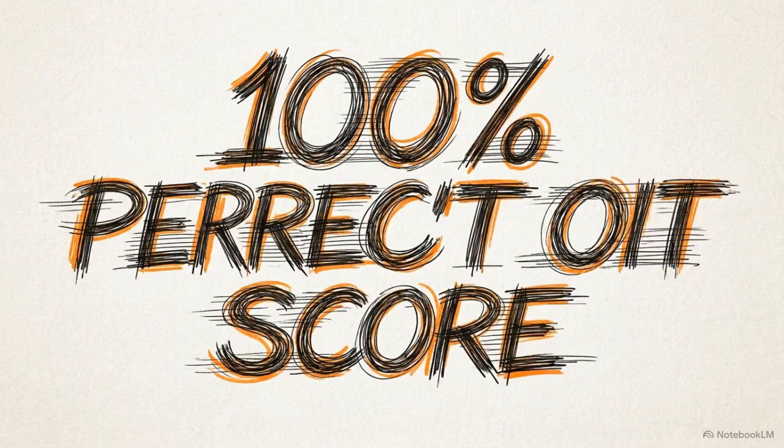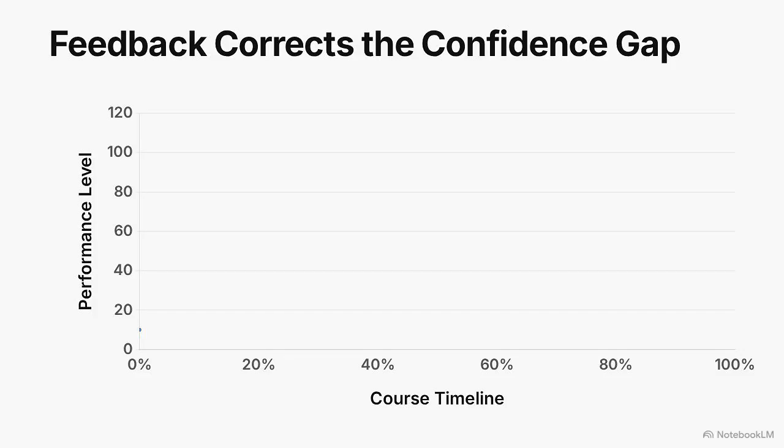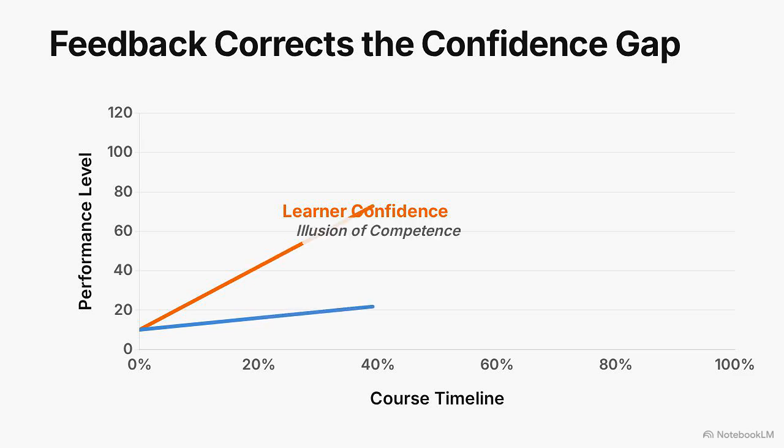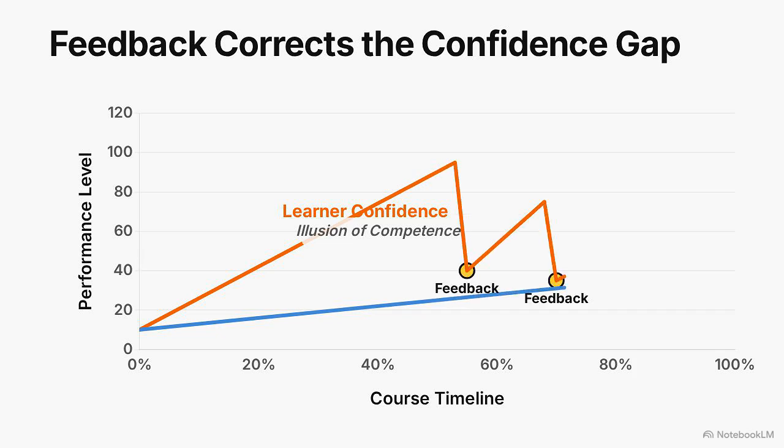But relying purely on the learner's internal state introduces a psychological hazard known as the illusion of competence. This graph illustrates the problem. Learners with high expectations often severely miscalibrate their metacognitive abilities, overestimating their performance. Without intervention, they maintain this optimistic illusion. We use correction points, feedback mechanisms, to snap that confidence line back down to reality.